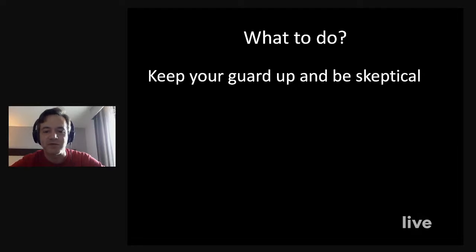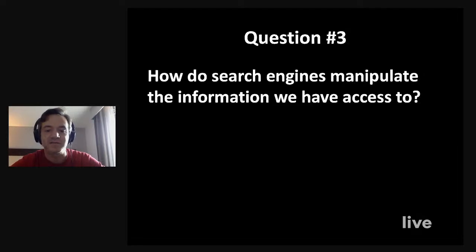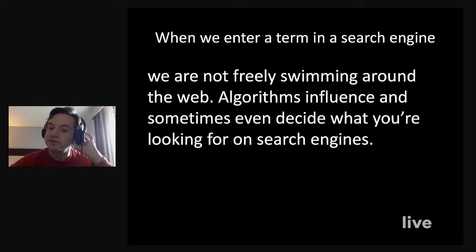Changing the slide again. So question number 3: how do search engines manipulate the information we have access to? So when we enter a term into a search engine, we're not freely swimming around the web, right? We're not 100% in control. Algorithms influence and sometimes even decide what you're looking for in search engines.